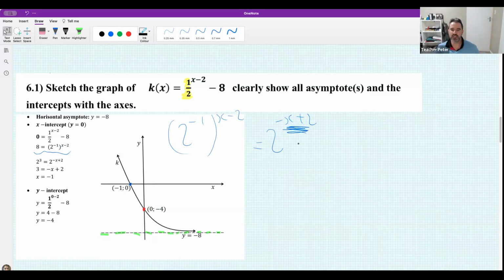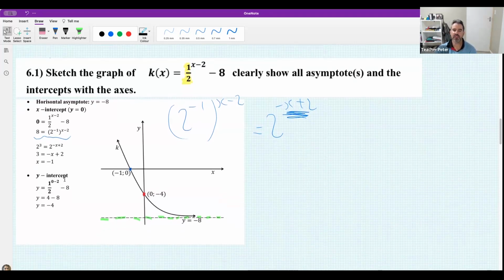So do you understand why this ends up being 2 to the minus x plus 2? A lot of students get caught up by that sort of stuff. So I just want to make you aware of that. Perfect, perfect, perfect. Okay.